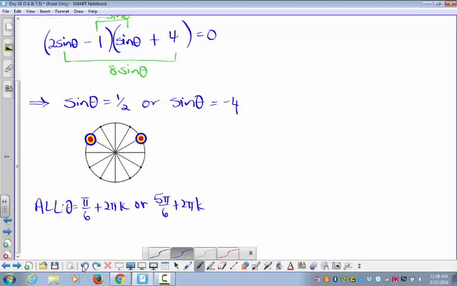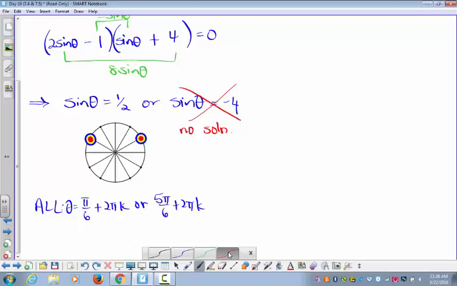How about that second part? Sine of theta equals negative 4? How many angles have a sine value of negative 4? Is there any angle that has a sine value of negative 4? Sine value is the y coordinate on the unit circle. Can the y value be negative 4? No. Y value cannot be negative 4. No solution is coming from over here. That piece has no solution.